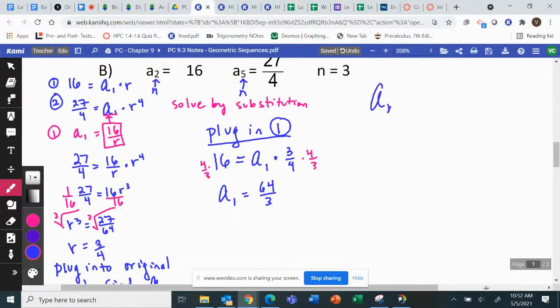So a sub n equals 64/3 multiplied by 3/4 to the n minus 1. Now I have to find a sub 3, which I am going to do in a moment, but I just want to go over this again about simplifying, because you're going to have to do that a bunch of times in your assignment. I want to make sure you know how to do it. So this is really not part of this question, except for I want to practice it.